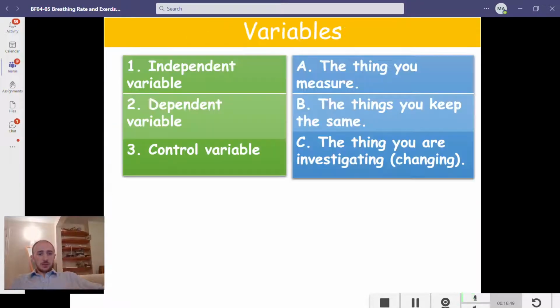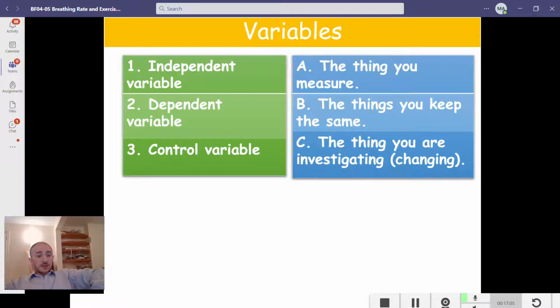But the next thing we're going to do is the variables. Now, the variables are the independent variable, the dependent variable, and the control variable. And I expect you to know what each one is. This is actually one of the most important things we teach you as far as tests are concerned.